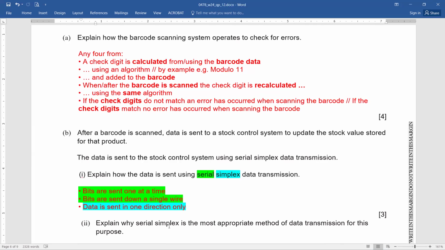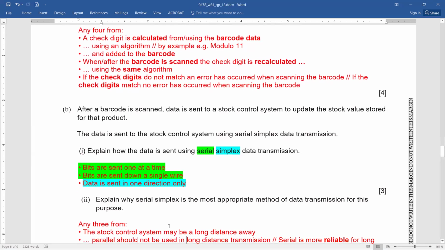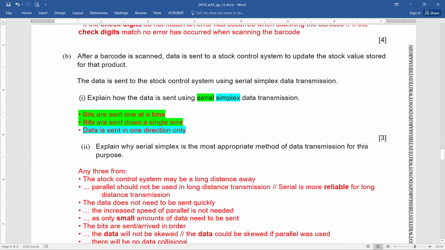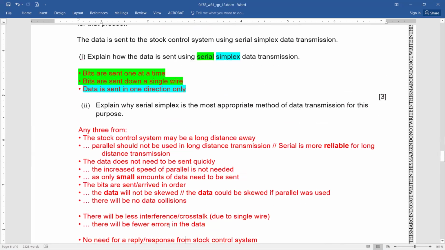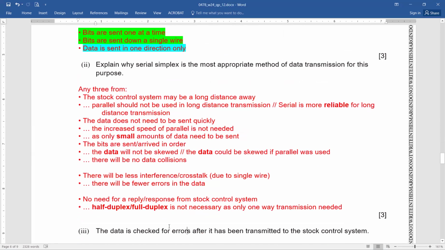Why is this the most appropriate one? You have understood that it's serial simplex. So it's a 3-mark question also. And you simply have to write the valid points for why serial simplex. The stock control system might be a distance away, and that may happen. So in this case, if it's at a distance, then serial is the right option. Parallel is not, because parallel is not feasible for long distances.